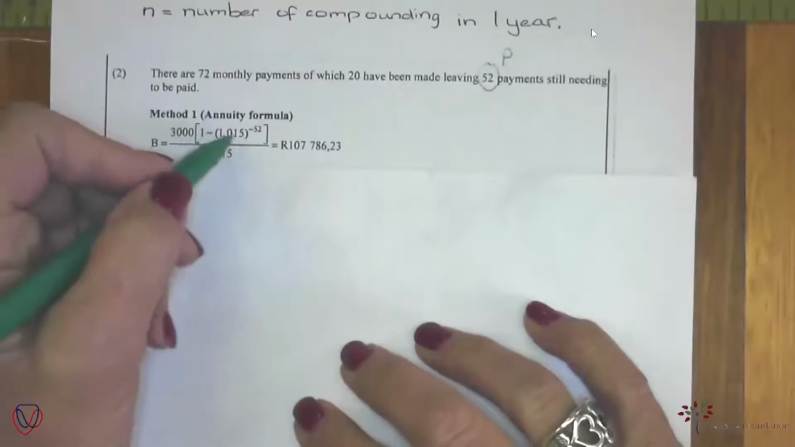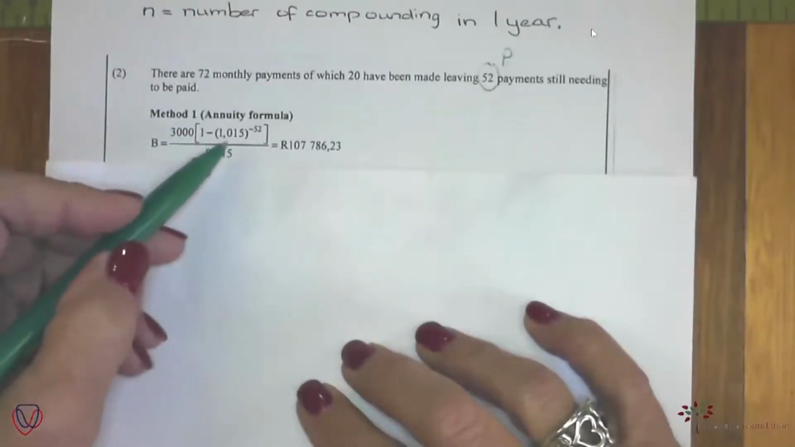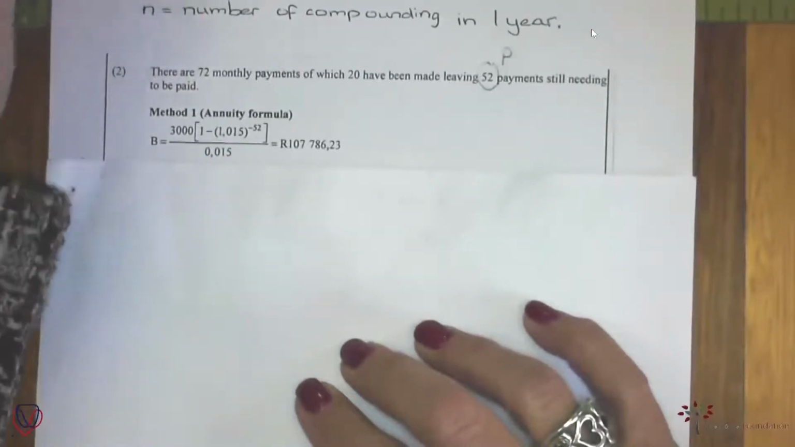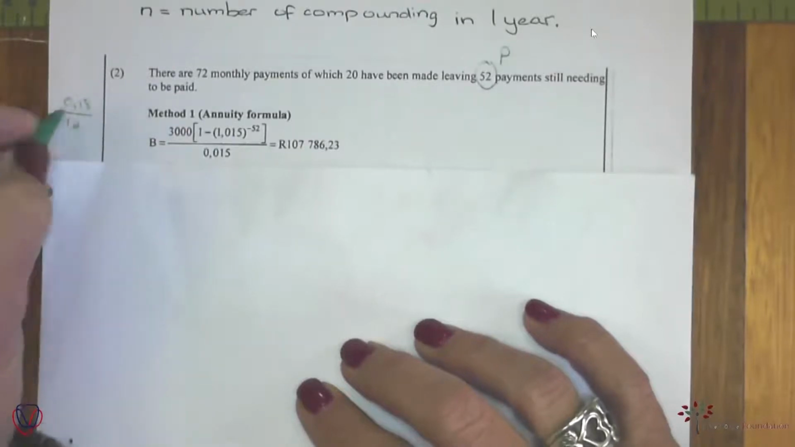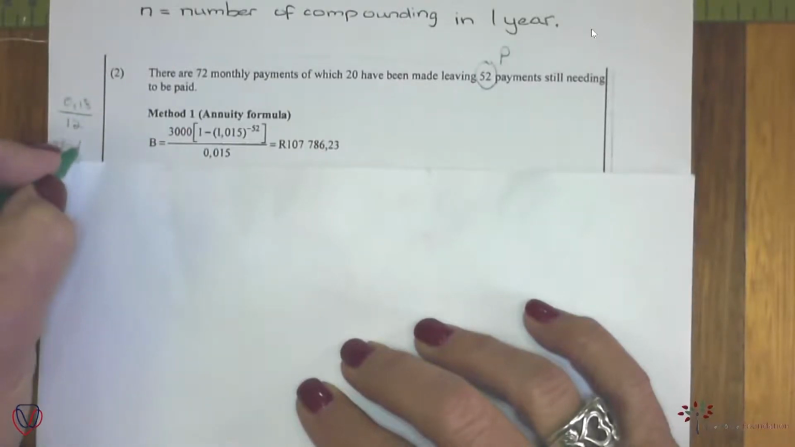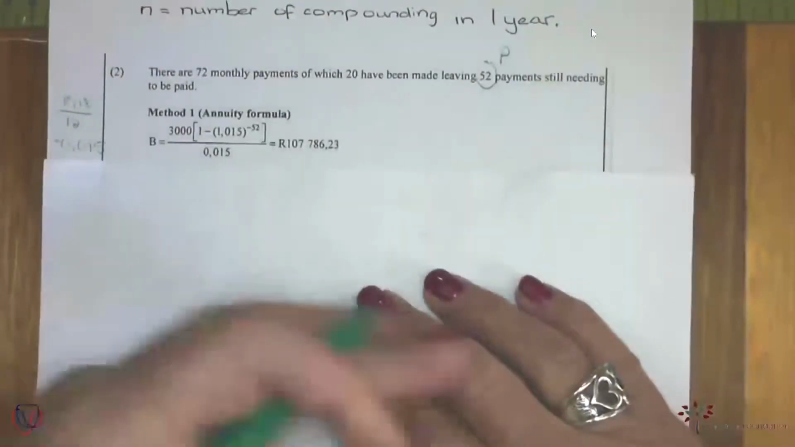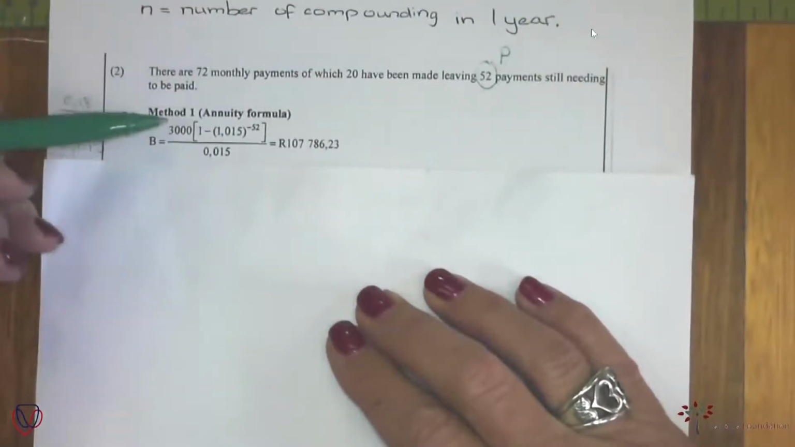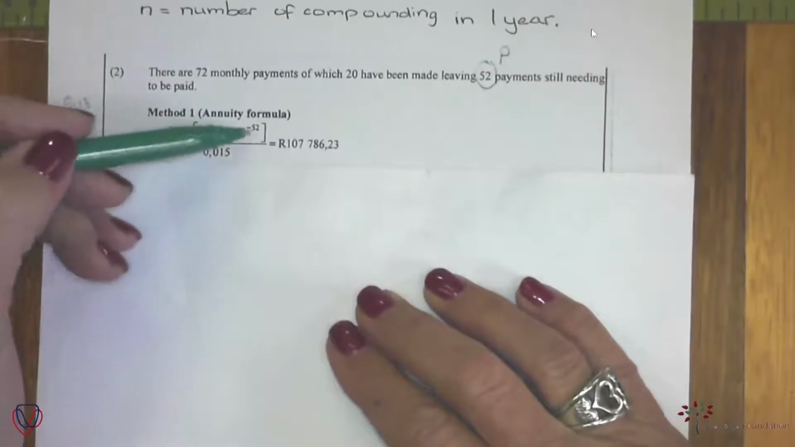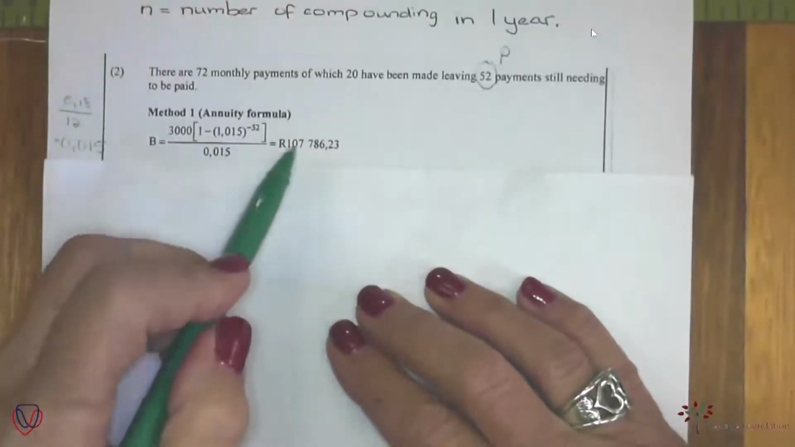The P formula: X times 1 minus 1 plus i to the power of negative n, over i. Now this is i after you've divided 0,18 by 12. That gives you 0,015. Have you got that? Okay, people, put in everything you have. The X is the payment that he pays every month. Take your calculator, take your time with this, and get the correct answer.